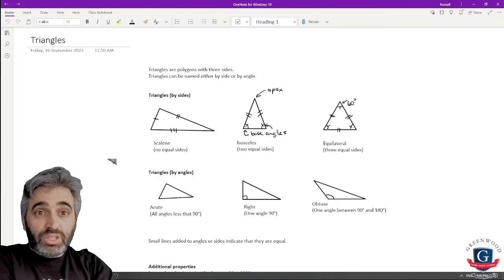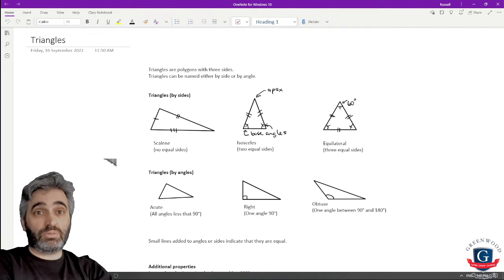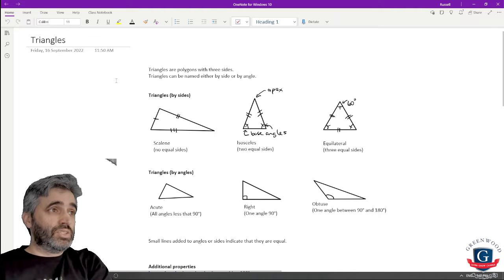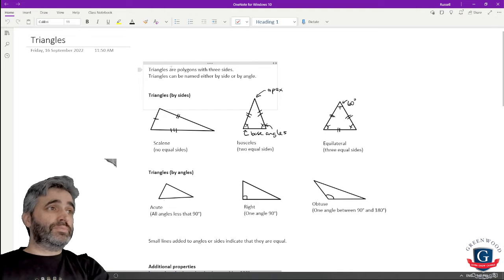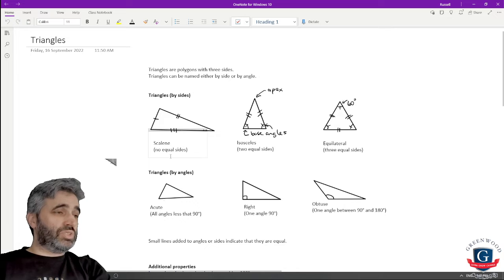Hi everybody, today we're looking at triangles and we're going to see how that fits together with our existing knowledge of polygons. So, triangles are a polygon and they're a polygon with three sides. They can be named either by their side or their angle. So let's look at sides first.